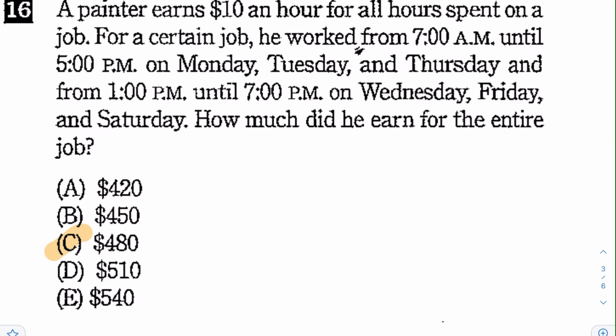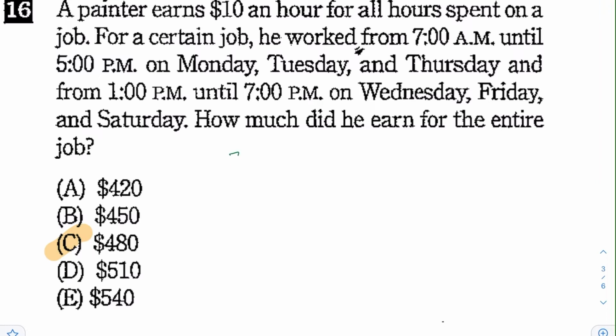Next one, number 16. A painter earns $10 an hour for all the hours spent on a job. For a certain job, he worked from 7 a.m. until 5 p.m. on Monday, Tuesday, and Thursday, and from 1 p.m. to 7 p.m. on Wednesday, Friday, and Saturday. How much did he earn for the entire job?